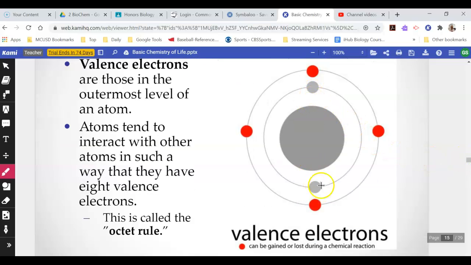So here you have a couple of electrons in this inner shell. They're not going to be reactive. The only reactive electrons are going to be the ones in the outer shell.